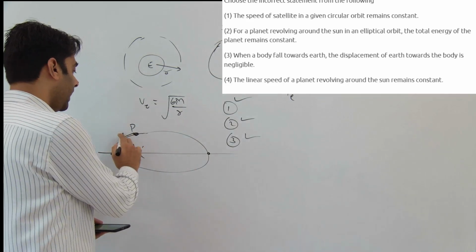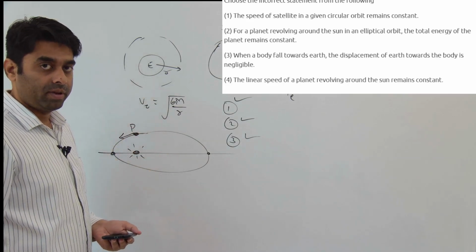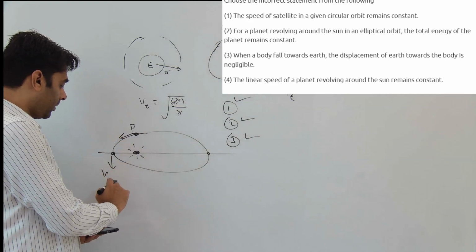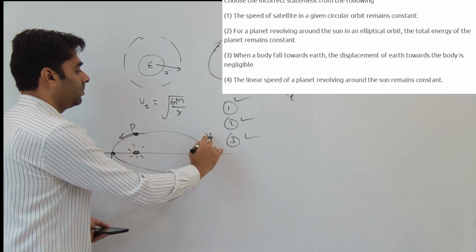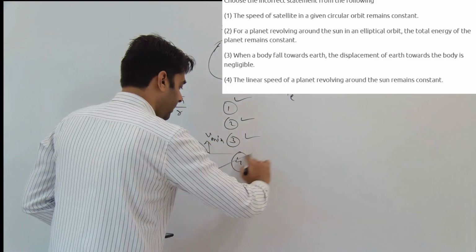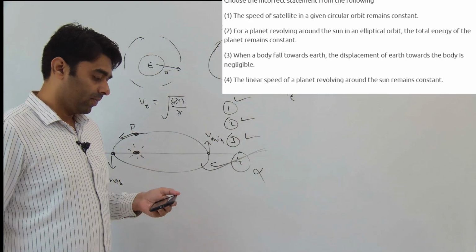Speed will change, and which is the quantity that remains the same? It is your angular momentum. Angular momentum remains the same, but speed will continuously change. Over here you will have more speed, and here you have V minimum, right? That means this is an incorrect statement. Fourth is an incorrect statement, and that will be our answer also, because they are asking us for the incorrect one. So fourth is the right answer for us.